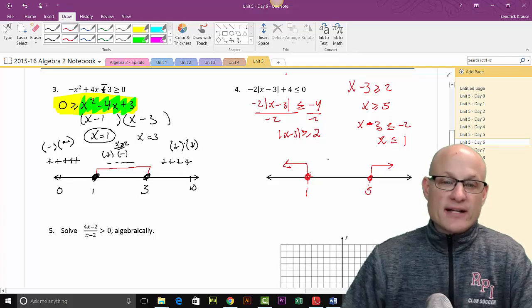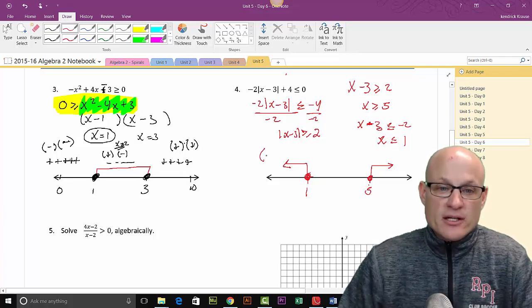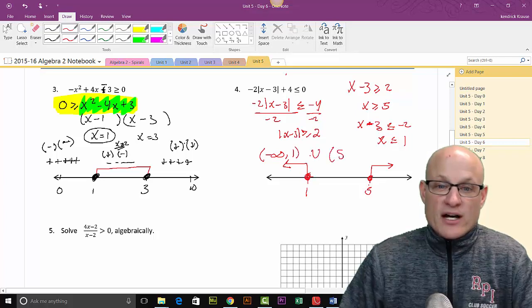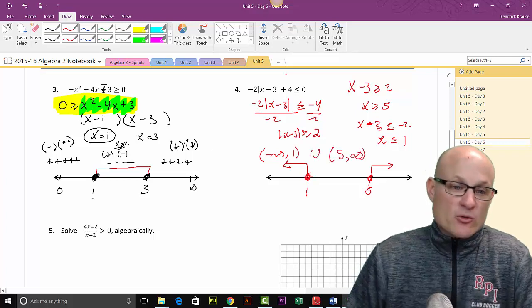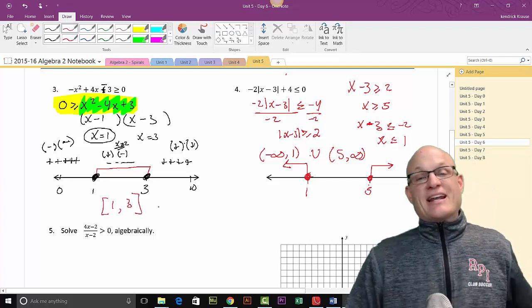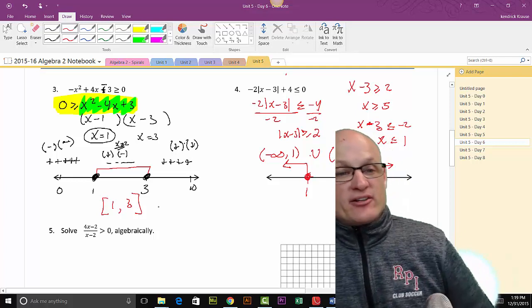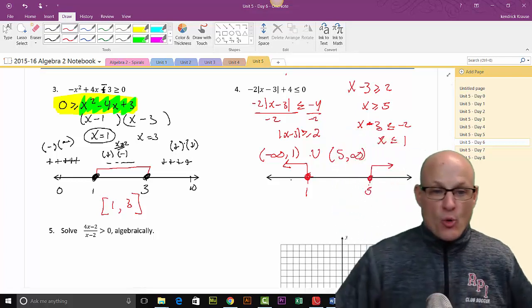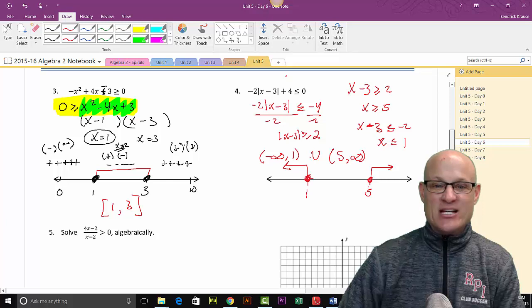Greater than 5, less than 3. Oh, and I forgot to do these in interval notation. So this one would be negative infinity to 1 union 5 to infinity. And this one here would just be bracket 1 comma 3. Whenever it's just to connect the dots, you just put the two numbers down and decide whether or not you're going to use parentheses or brackets. In this case, because it has the equal to, I use brackets.